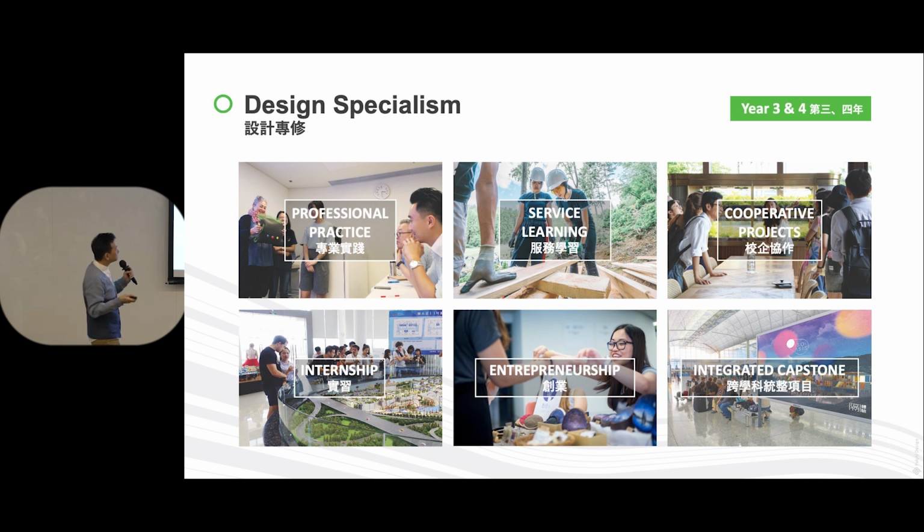You have some kind of transitional period, let you taste a bit, and reshape your assumptions, I would say. And internship, similarly, is another credit-bearing subject. Entrepreneurship, we will invite a lot of entrepreneurs who graduated from design school, and they will share how they started from zero and built up really good business that impacts the society.